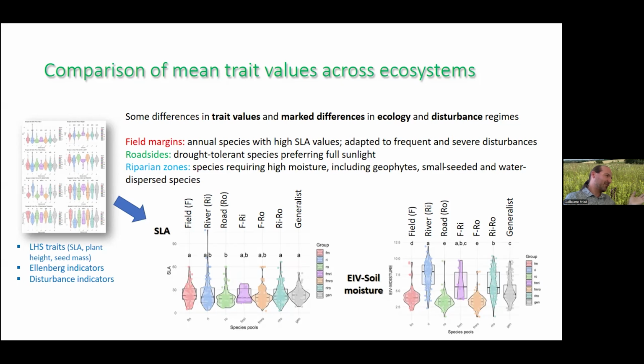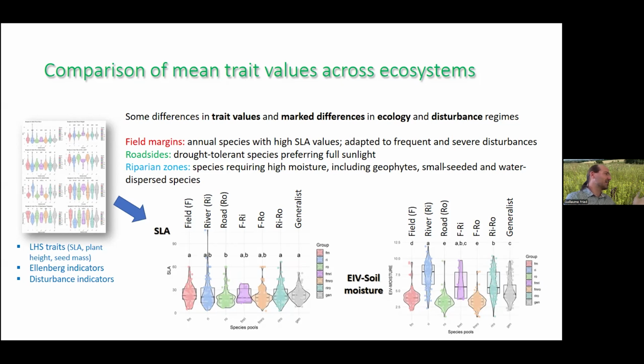the Ellenberg indicator value for soil moisture. And of course, here you have higher value for species of riverside. Secondly, field margin and roadsides have more drought tolerant species. We did that for a number of traits, including seed mass, plant height, other Ellenberg indicators, and also disturbance indicator. In summary, we found some differences in trait value, but more marked differences in ecology and disturbance regimes.